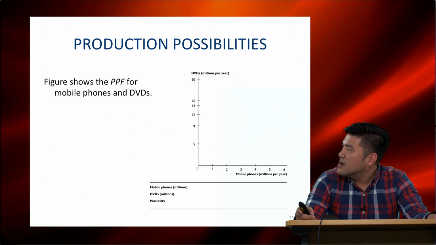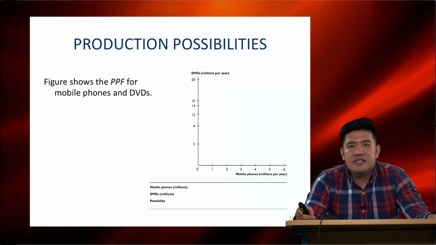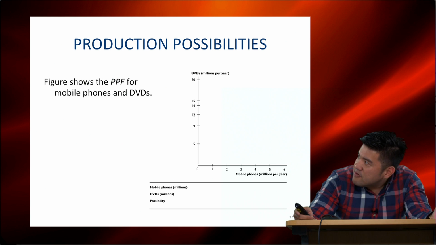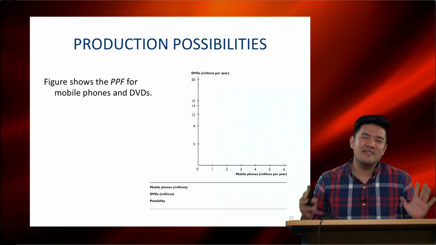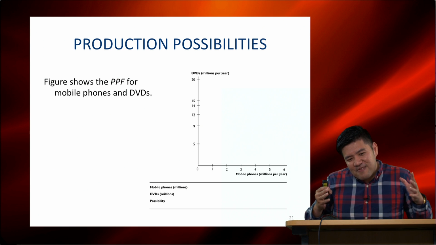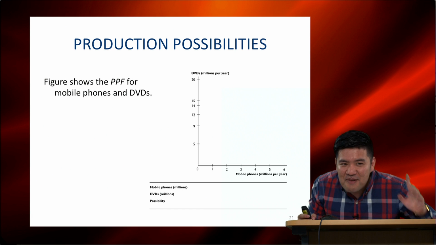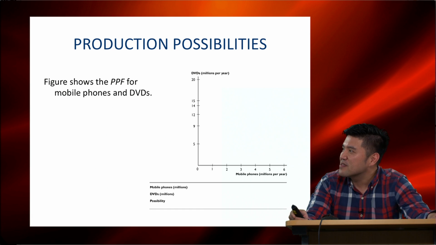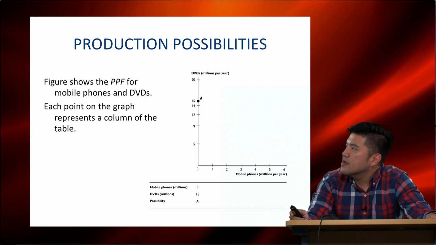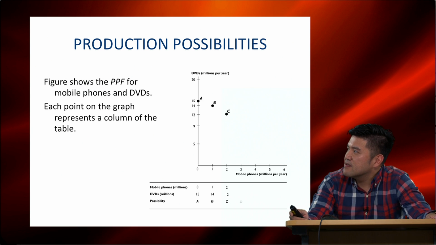All right, so let's look at our PPF graphical model here. For simplicity, guys, suppose a country can only produce DVDs or mobile phones. Remember, this is a model, guys. In a model, we simplify things so that you can focus more on things that are most important. That's why we call it a model. Each point on the graph is equivalent to a column of the table.